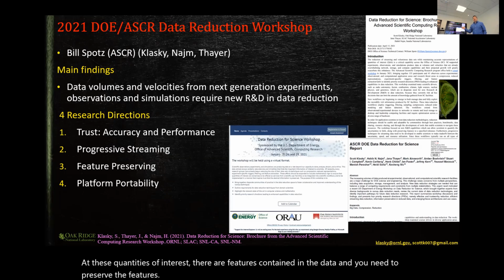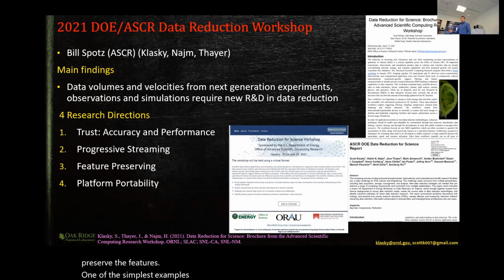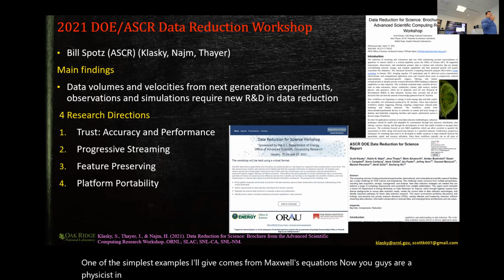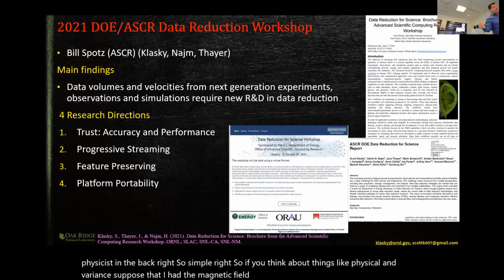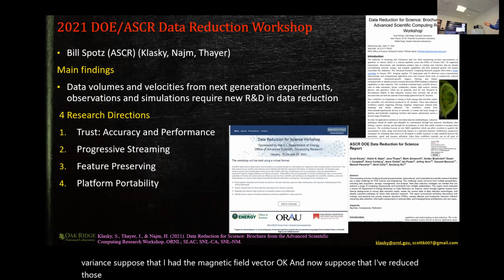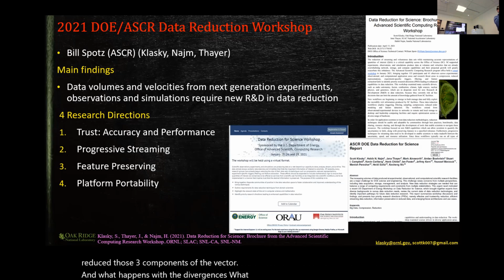Like one of the simplest examples I'll give comes from Maxwell's equations. Now, you guys are physicists in the back, right? So it's simple, right? So if you think about things like physical invariance, suppose that I had the magnetic field vector, okay? And now suppose that I reduce those three components of the vector. And what happens with the divergence? What should the divergence be of the magnetic field vector, guys?